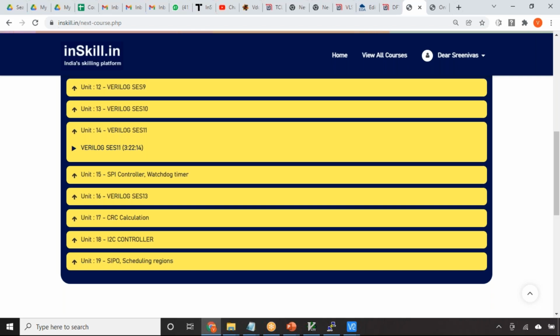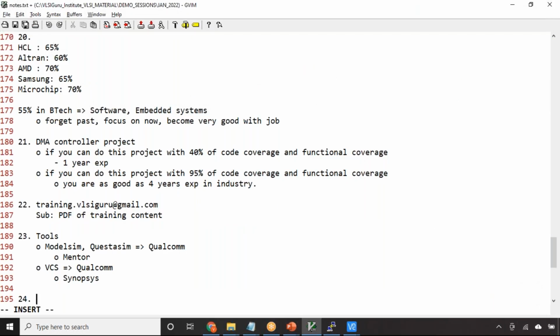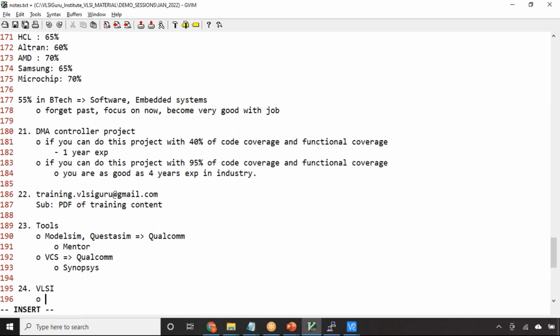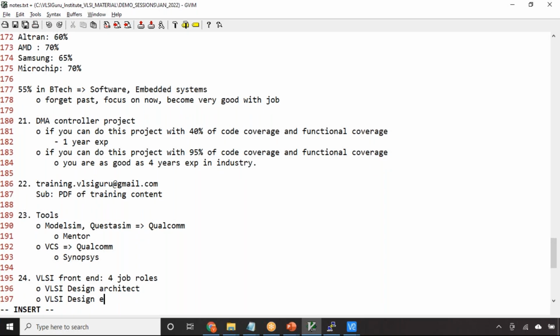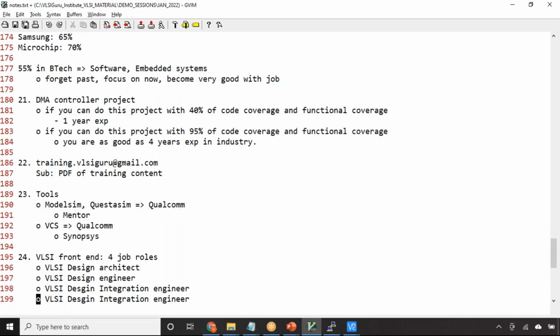Okay. See, we should stop looking from a software engineer perspective. In VLSI, there is nothing like a front-end developer. In VLSI, there are actually four job roles in the front-end domain. One is VLSI design architect. One is VLSI design engineer. One is VLSI design integration engineer. One is VLSI design verification engineer.